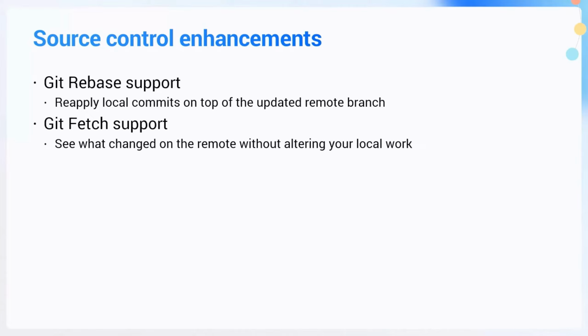Also has git fetch. This goes and gets the changes that are on the remote branch without altering your local work. Just lets you see what those changes are. And the last item here, the git branch name now displays in the status bar, so it's really easy to tell which particular branch you are currently working on.